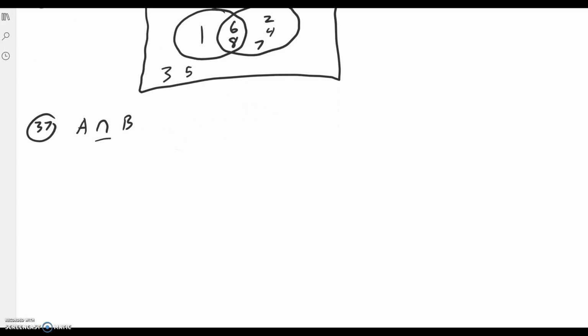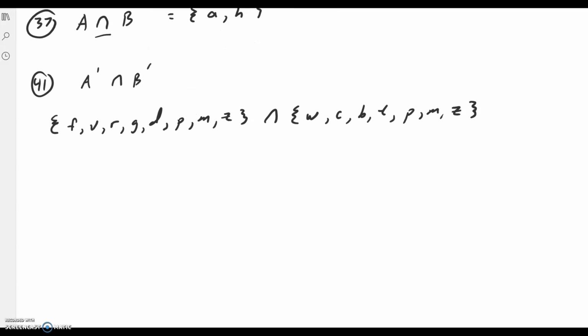This symbol stands for intersection. So the set A intersect the set B is a set that contains everything that's in both A and B. And so we have things that are in A and B. Well, we have a picture, a Venn diagram, and it looks like A and H are in the intersection, so we're done.